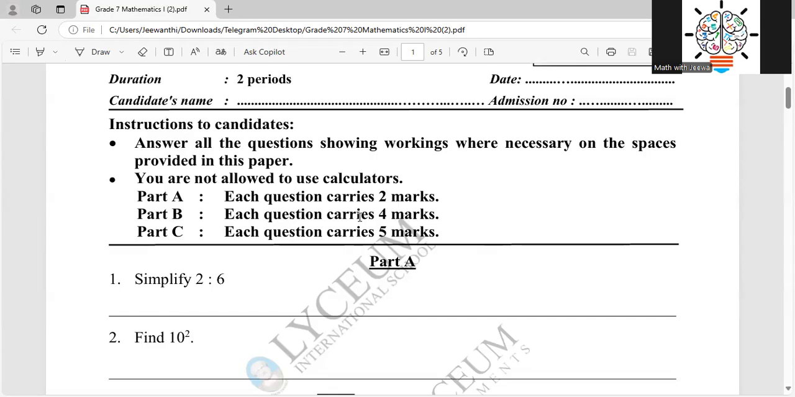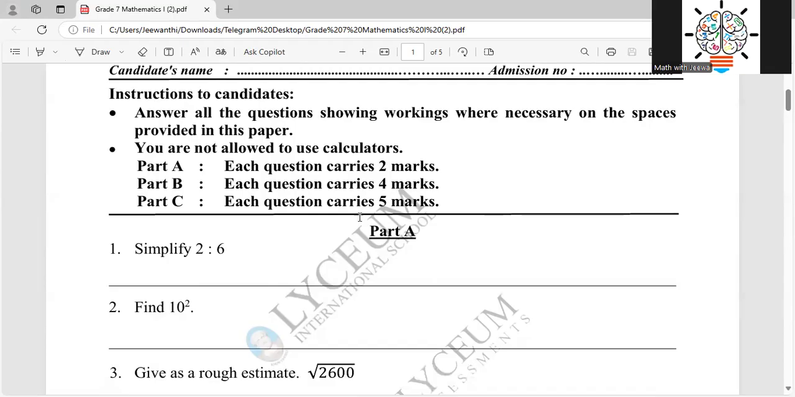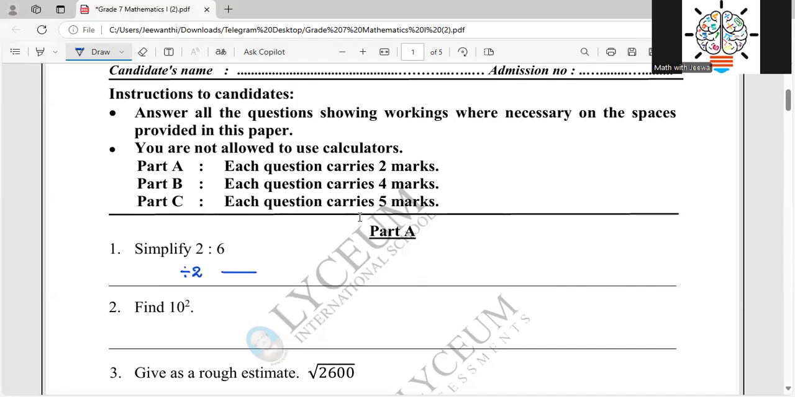Right, so we will move to the first question. The first question says to simplify. When you're simplifying something, you're making it smaller, and to make something smaller, you divide. Now think of a number by which you can divide both numbers in this ratio, 2 and 6. It is 2. If I divide this by 2 and this by 2, I get the answer 1 : 3. That's the simplest version. I can't simplify this further, therefore I keep this as the answer.